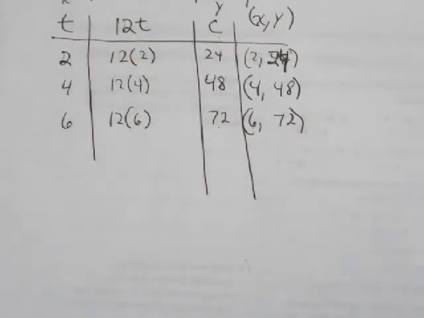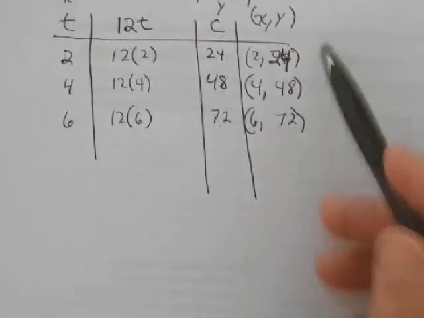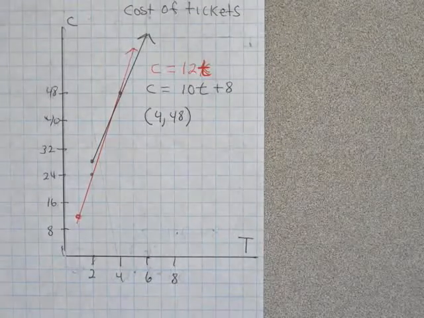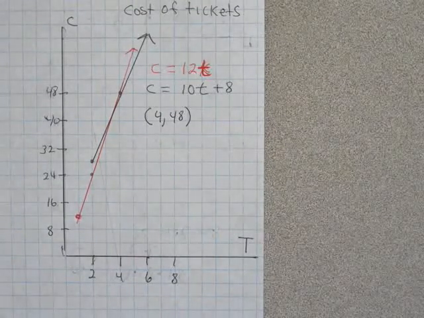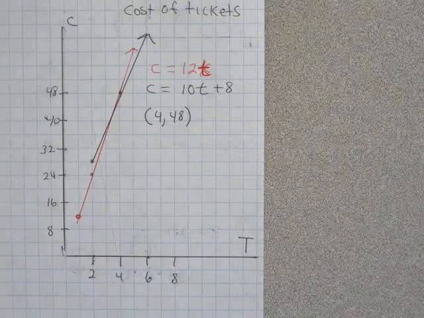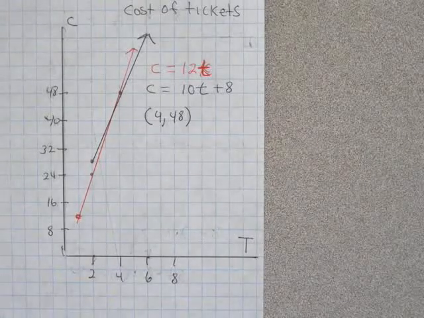Now, you might already have the answer for this, because you may have already noticed that one of these points was in our first equation. But let's put them on a graph, and let's see what that point is. And here is my graph. On my vertical axis, I have C, the cost of the tickets, and on my horizontal, I have T, the number of tickets. The name of the graph is the cost of tickets, and I plotted the points.